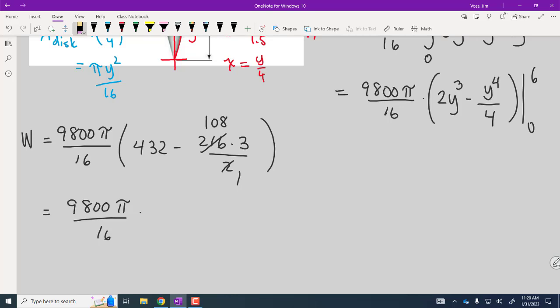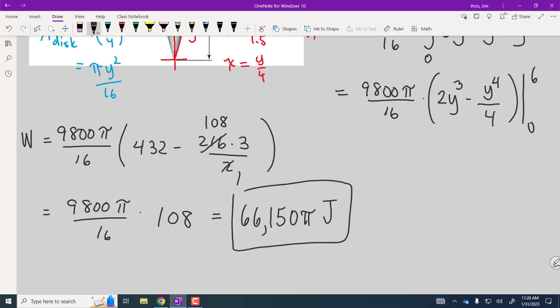And what does that turn into? 108. Oh, just 108. Okay. All right. And anyone get the final all the way? 66,150 pi. 66,150 pi. Joules of work. Perfect.